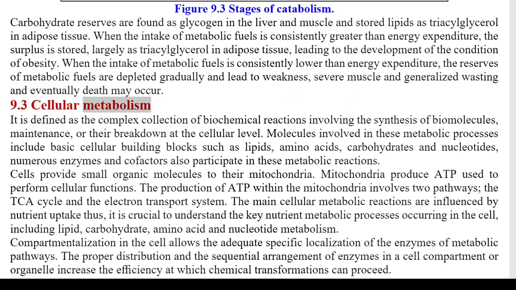9.3 Cellular metabolism. It is defined as the complex collection of biochemical reactions involving the synthesis of biomolecules, maintenance, or their breakdown at the cellular level.